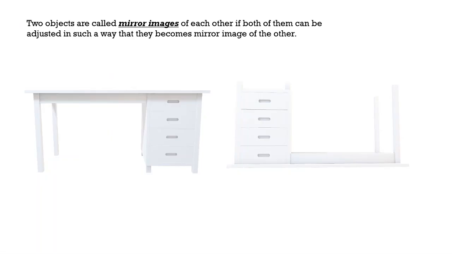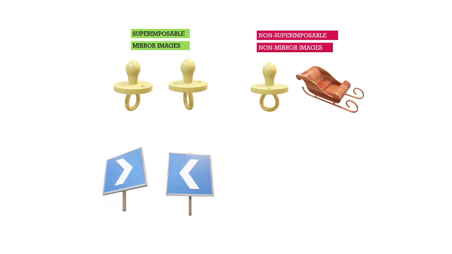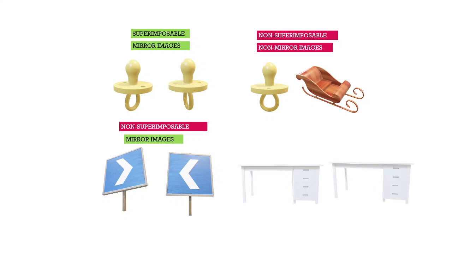Okay, so now we understand what I mean by mirror images and what I mean by superimposability, we can understand chirality. But let's sum up what we understood. These two objects are superimposable, and they are mirror images of each other also. These two objects are non-superimposable, and also they are non-mirror images of each other. Well, these two objects are interesting. They are non-superimposable, but they are mirror images of each other. And these kinds of objects are called chiral, as we saw in the definition.